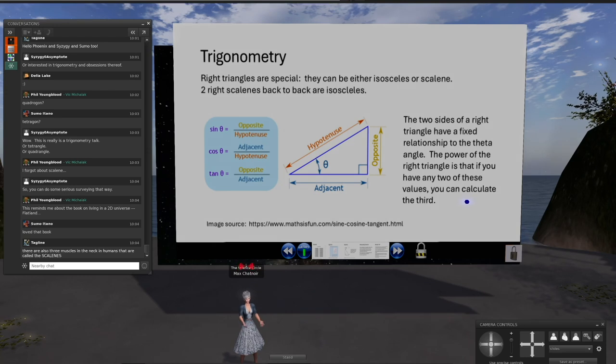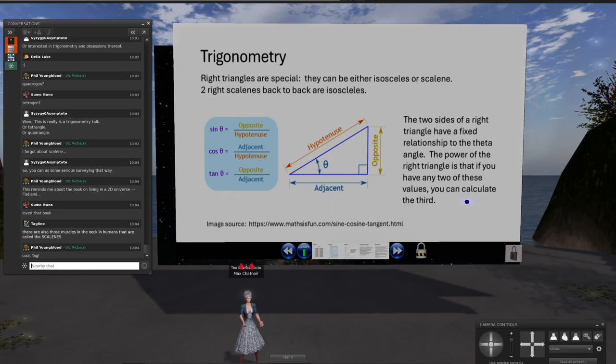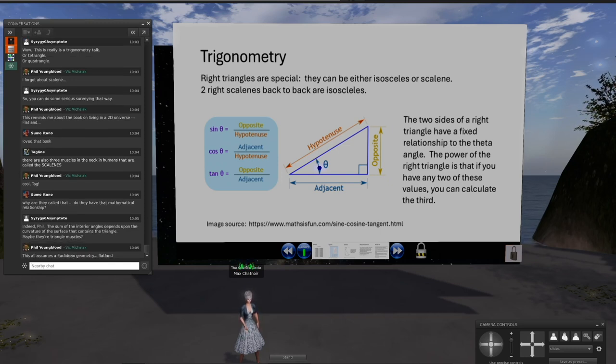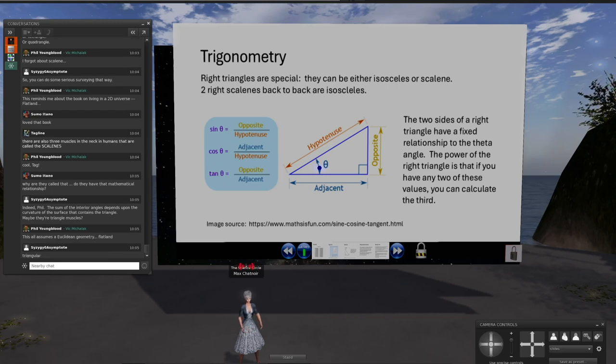So right triangles are special. Right triangles could be isosceles right triangles, I don't know if you call them that or not, where two sides are the same, or they can be scalene with all three sides, both the two sides and the hypotenuse, different from one another. The reason that they're special is that the two sides have a fixed relationship to what's called the theta angle, this one right here. The side that's opposite the right angle is the hypotenuse, and it's always the longest side. The relative lengths of the other two sides and the hypotenuse produce a ratio dependent on their length. So if you have any two of these values, you can calculate the third one.